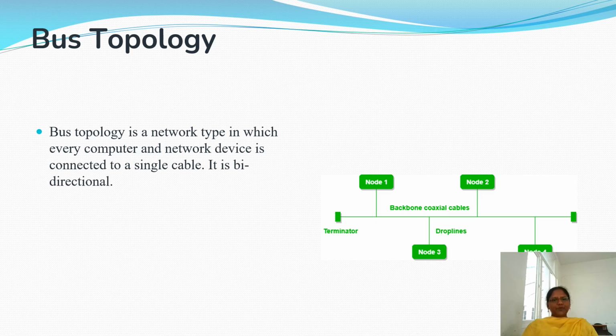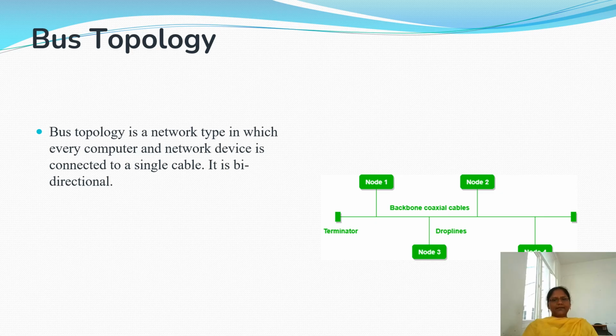The third type of topology is bus topology. The figure illustrates the bus topology. Here we have two different types of cable: one is the backbone cable and the other is the drop line cable. All the nodes are connected to the backbone cable, and with the backbone cable we can transfer data from one node to another node. Nodes are connected to the backbone cable with cables called drop lines. So this is the overall structure of the bus topology.